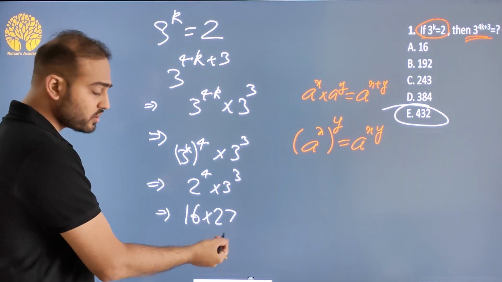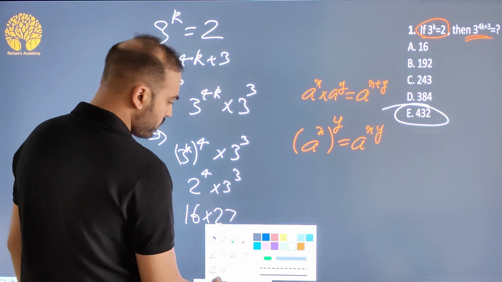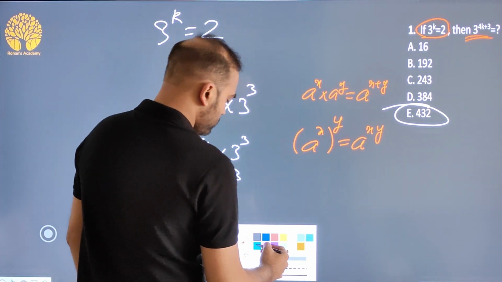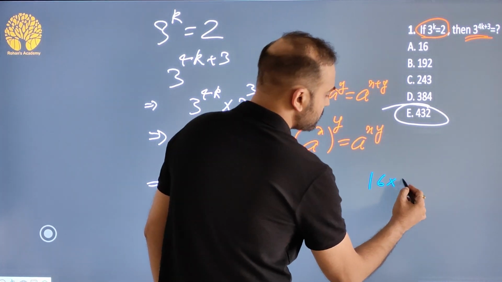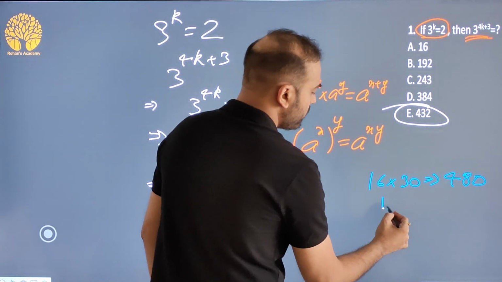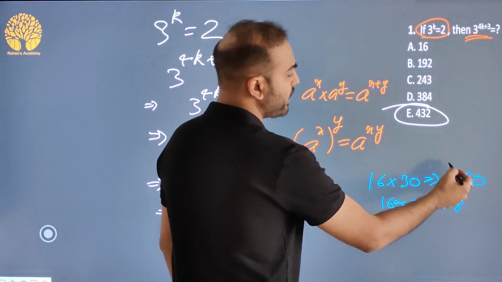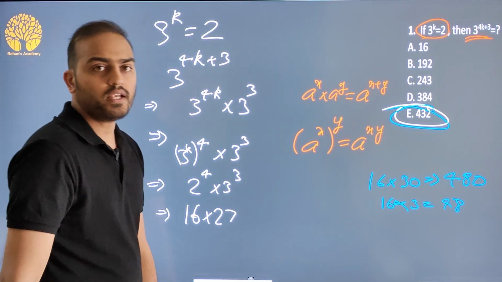If you want to solve this quickly, I know the table of 16. So let's use it. 16 times 30, 16 3s are 48, so 480, 16 times 3 is 48. So 480 minus 48, 432.